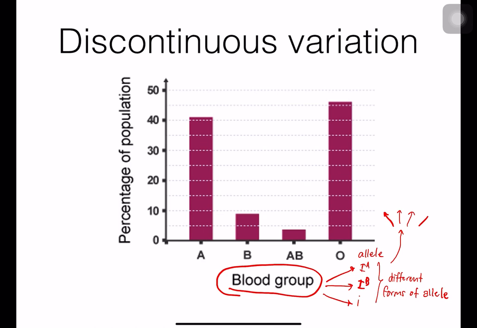That is A blood type, B blood type, AB blood type, and O blood type. But this concept we will talk about later, okay? I will teach you how to determine this. But one thing you are supposed to know about is discontinuous variation, which is said to be discrete. And this one is quite clear.